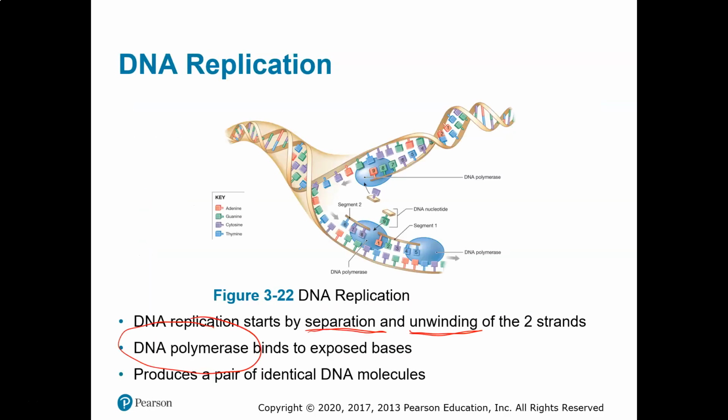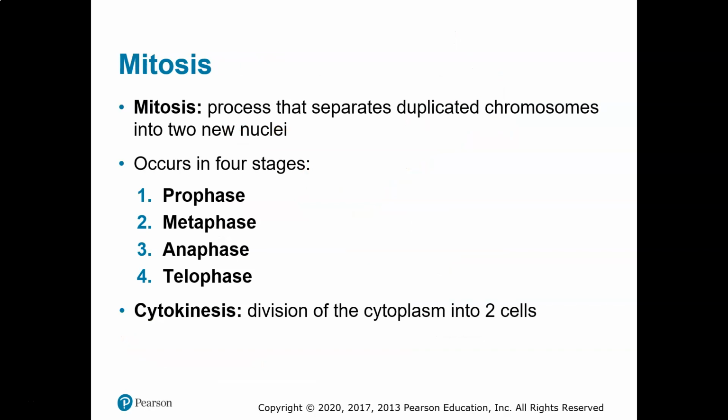And so you end up with, if this was your double-stranded original DNA, 2 sets of double-stranded DNA, and each one of those sets contains one old strand of DNA that was used to make the copy and one new strand of DNA that was created by DNA polymerase.